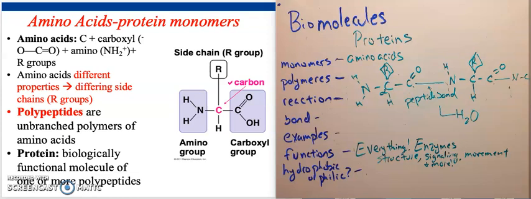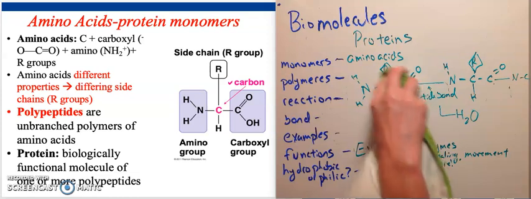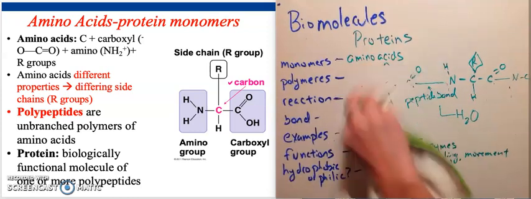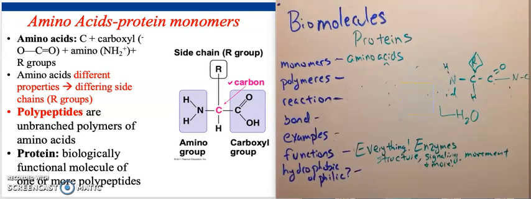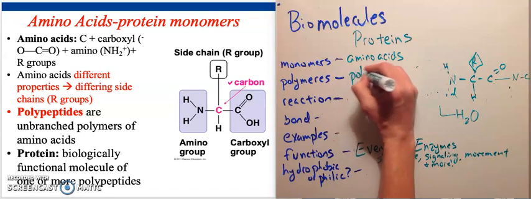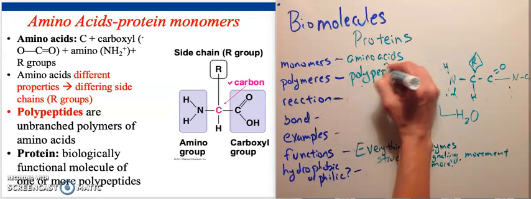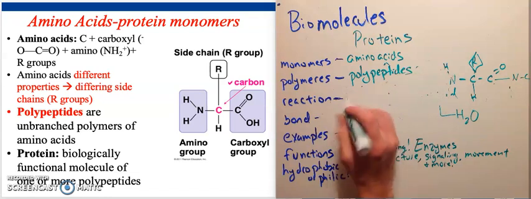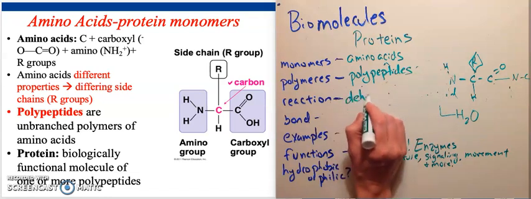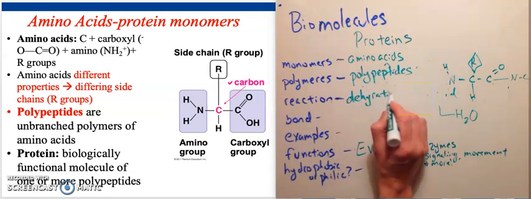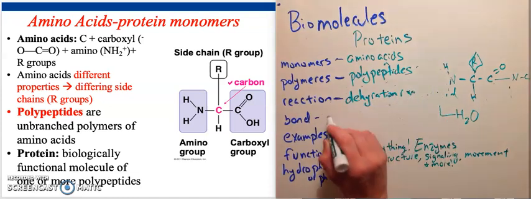So filling in our notes in our study guide, our monomers are amino acids. Our polymers are called polypeptides. They're called polypeptides because the dehydration reaction that joins them together forms a peptide bond.